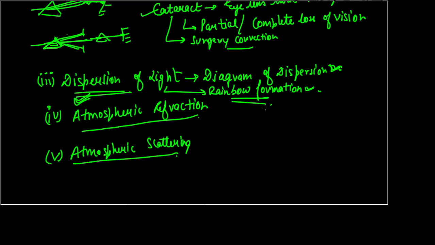You know, the diagram also comes, how a raindrop acts as a prism, and how that prism refracts light, then disperses it, then it totally internally reflects light from the back of the raindrop, and then it undergoes refraction. So this is your dispersion of light. This is rainbow formation. Very important and crucial. Please go over it. Then atmospheric refraction and atmospheric scattering. So these are the 5 major topics in this chapter.